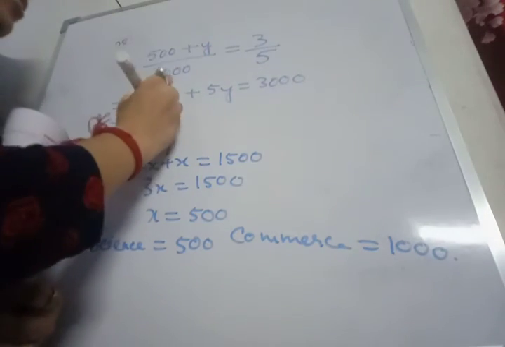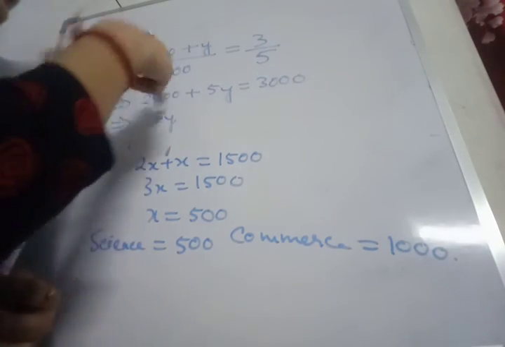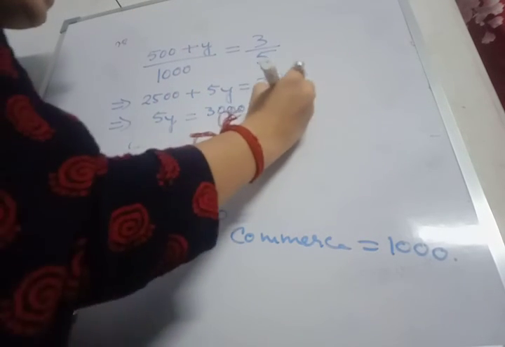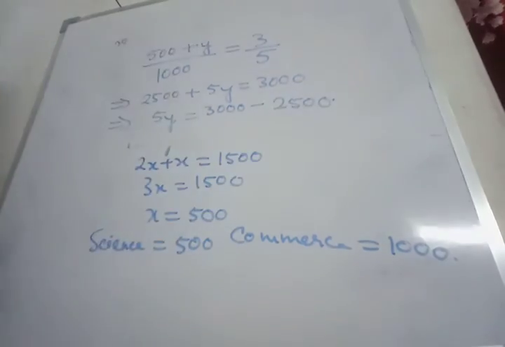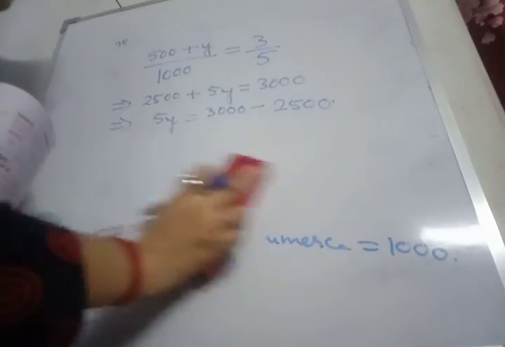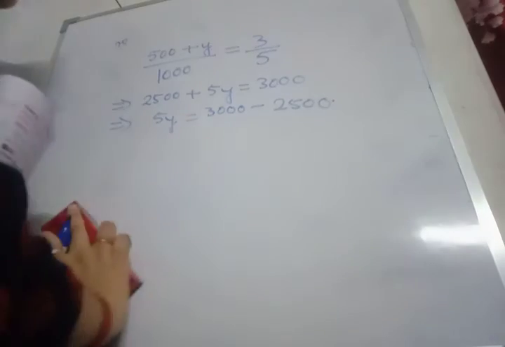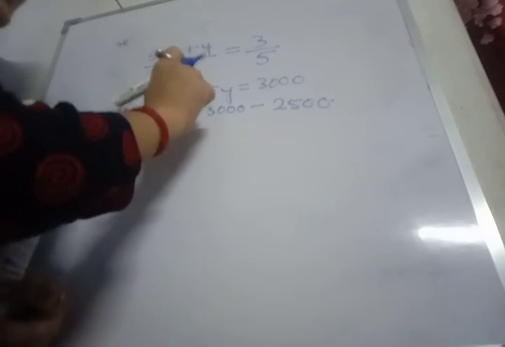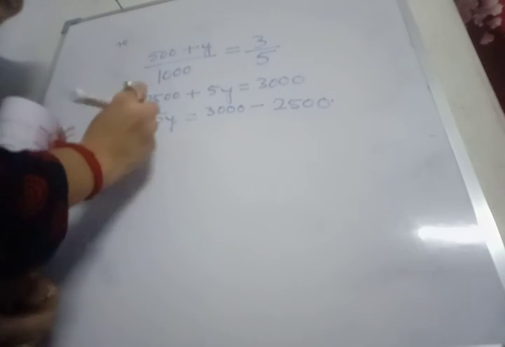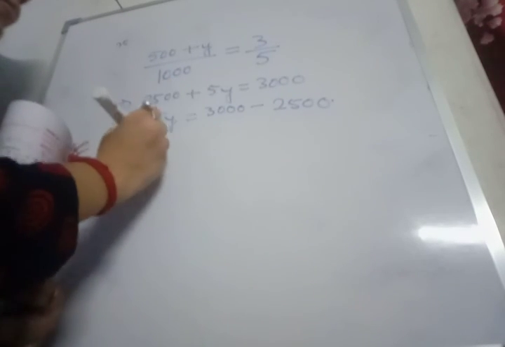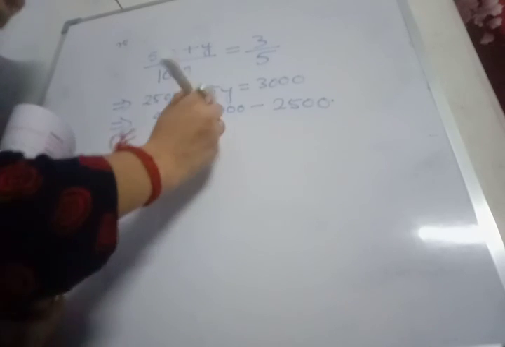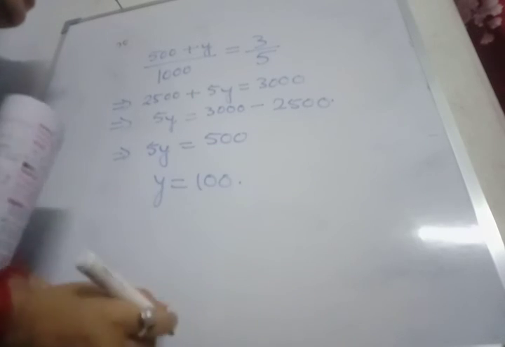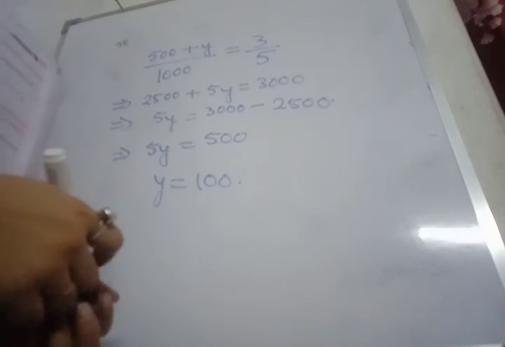So if I shift 2500 to the right hand side, its sign will change. That is 3000 minus 2500. What do we get? Sorry, it is not 300, it is 3000. Okay, 2500 plus 5y equals 3000, or 5y equals 3000 minus 2500. So I can write 5y equals how much? 500, or y equals 100. So this is the number of the science book that will be purchased in the library.